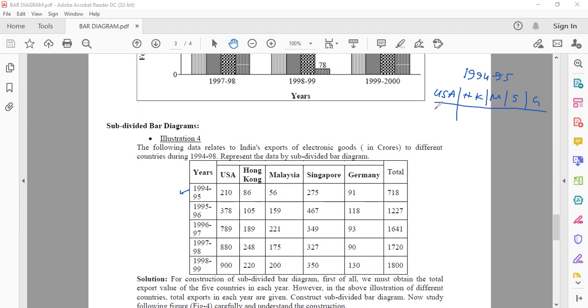So for the USA there is 210. For Hong Kong there is 86. Malaysia is 56. Singapore is 275. Germany is 91. The total is 718, right? So how can I draw this?